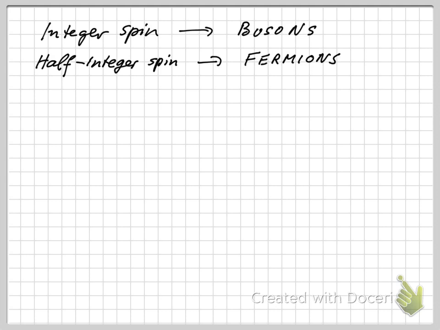All the elementary particles that we really come across on a daily basis are spin 1/2 particles. So the proton is a spin 1/2, the neutron is a spin 1/2, the electron is a spin 1/2. The only particle that has an integer spin that we come in contact with on a daily basis is the photon, which has a spin of 1.